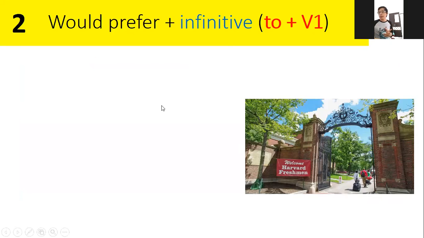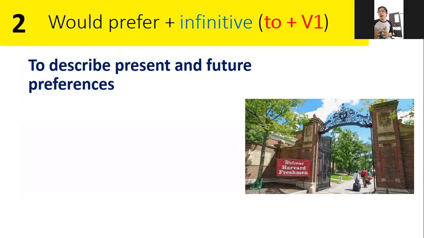So here, for example, what is the meaning of this specific preference? It is quite different from the previous general preferences. The specific preference type 2 describes present and future preferences. It's about your present and future preferences.